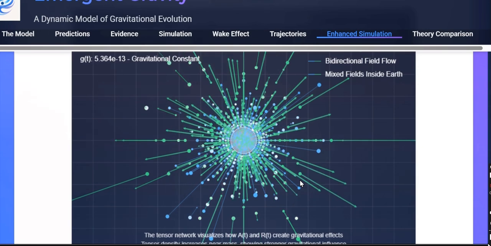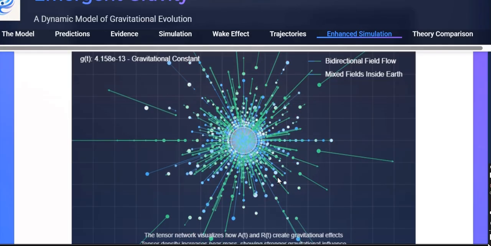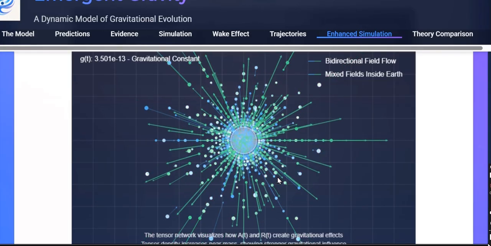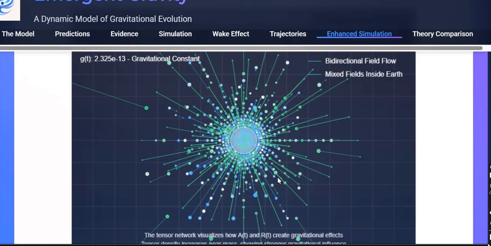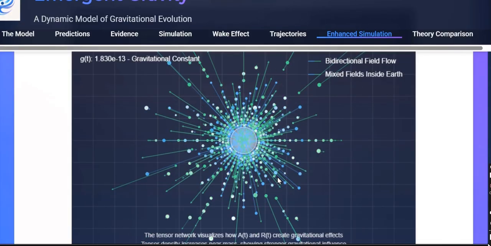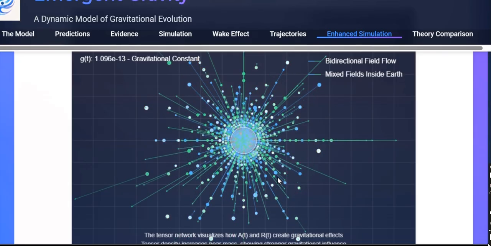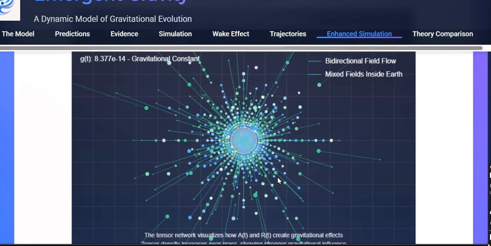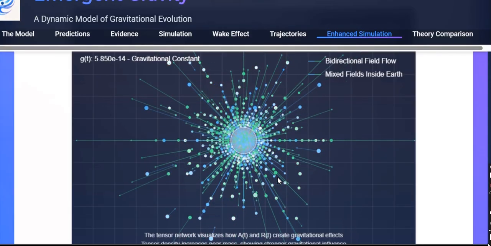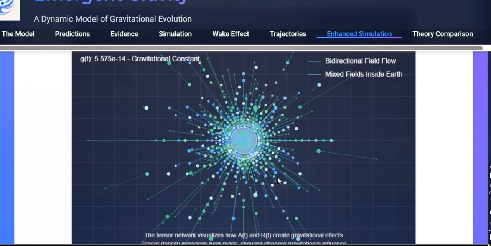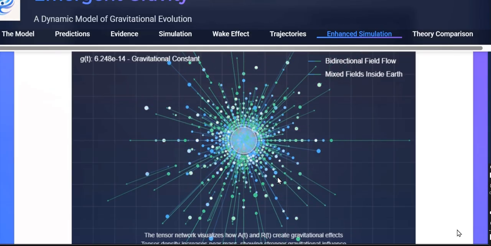A node will send blue convergent arrows toward Earth for a while, then gradually transition to sending green divergent arrows outward. This cycle continues indefinitely. This bidirectional behavior represents a fundamental aspect of emergent gravity theory, the constant exchange of information between spacetime points. Gravity emerges from this ongoing process of convergence and divergence, creating a dynamic equilibrium that we experience as a consistent gravitational field. The slow animation speed allows us to carefully observe these transitions and appreciate the subtle dynamics at play.